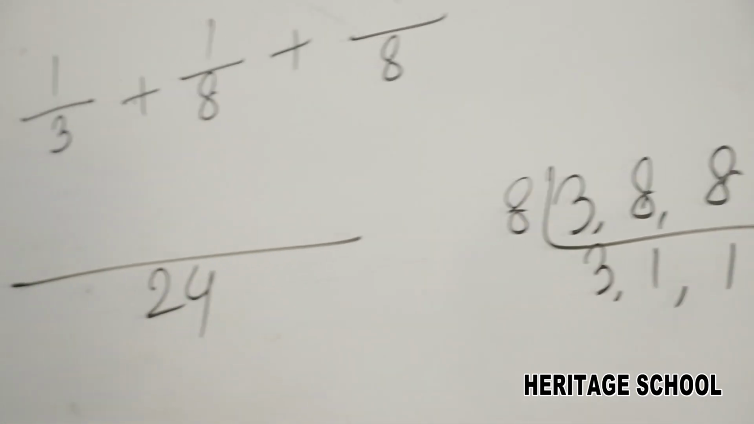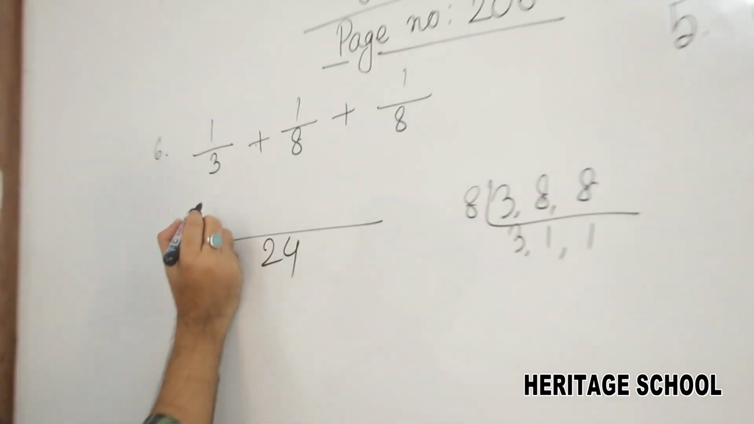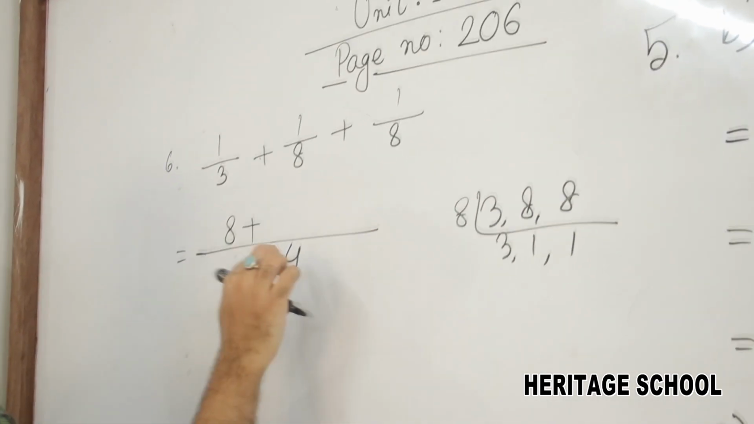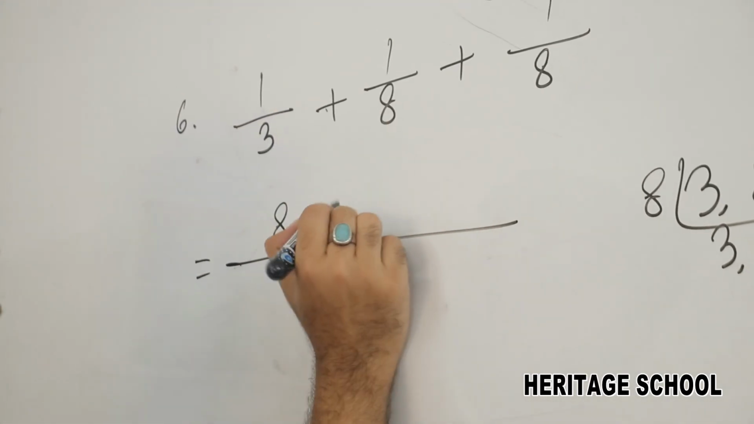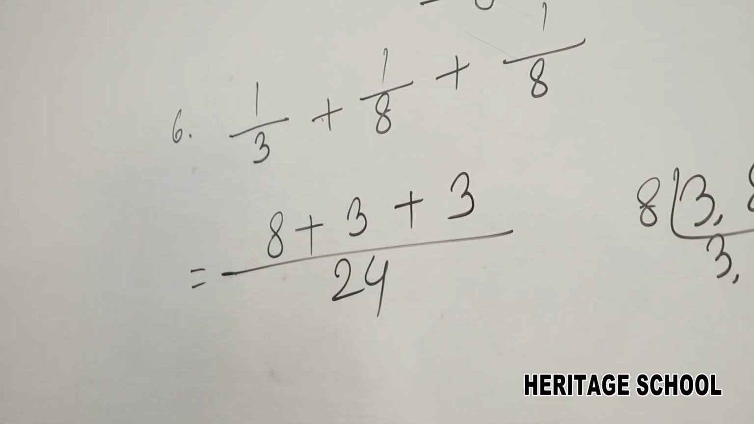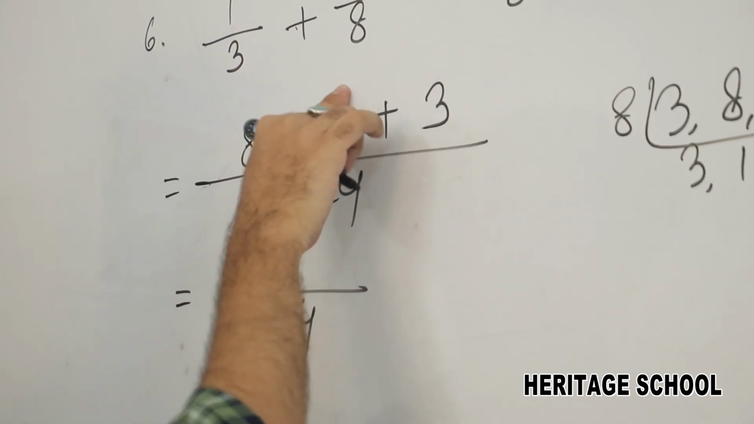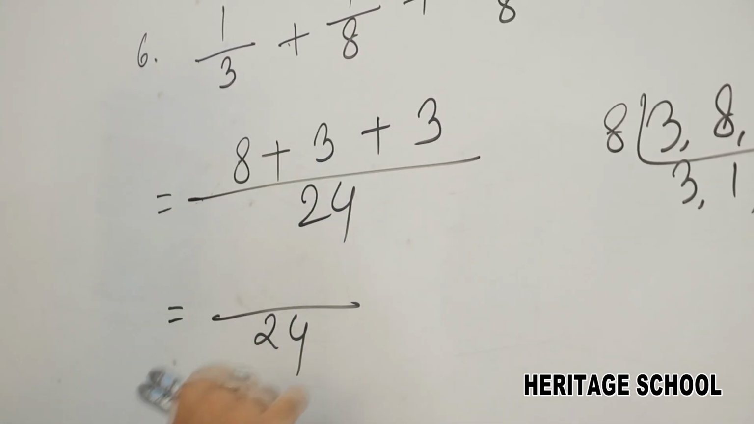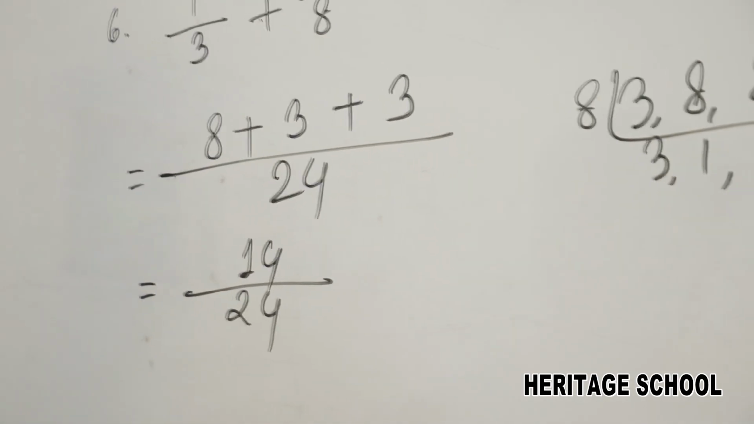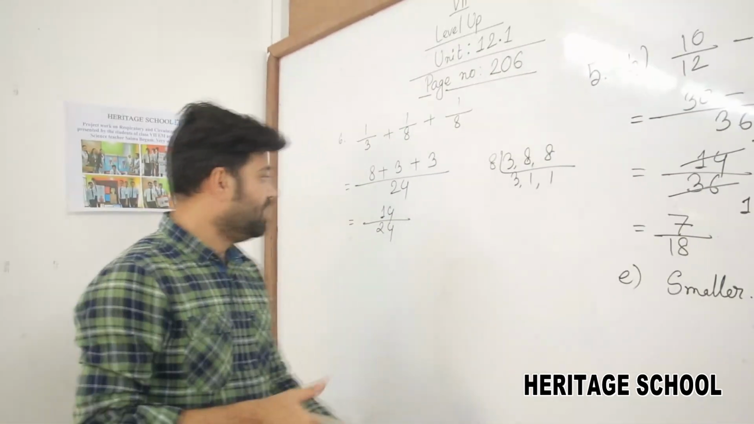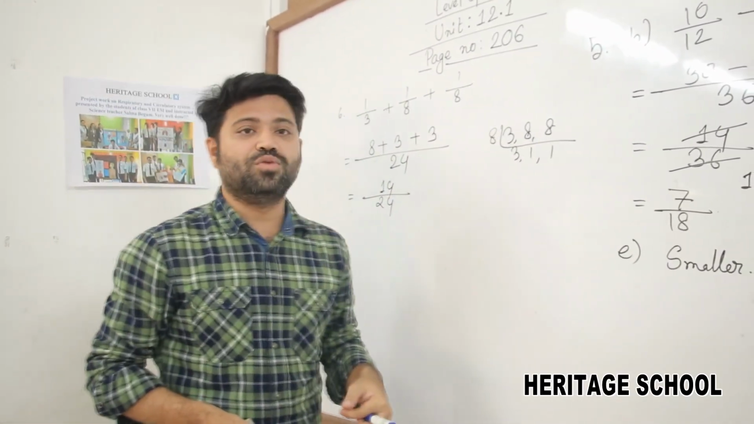So the LCM is 24, as you know the rules. 24 divided by 3 is 8, and 8 multiplied by 1 is 8. 24 divided by 8 is 3, and 3 multiplied by 1 is 3, and there it is also 3. If I add all the numbers, 8 plus 3 is 11, and 11 plus 3 is 14. That means out of 24 he has given 14. The rest of the part he has given to his sister.